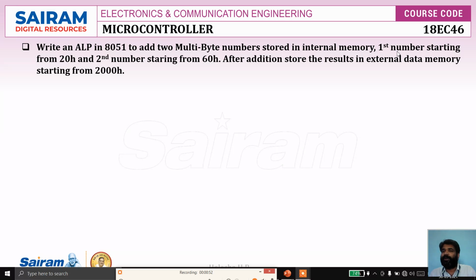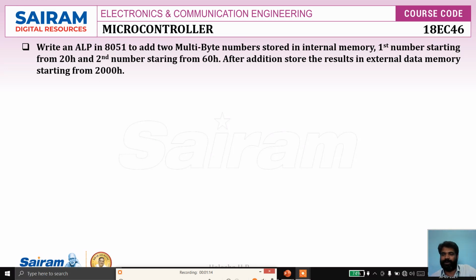The first multi-byte number is stored starting from the address 20H, and the second multi-byte number is stored starting from the address 60H. After the addition, store the result in external data memory starting from the address 2000H. So this is the specification given.